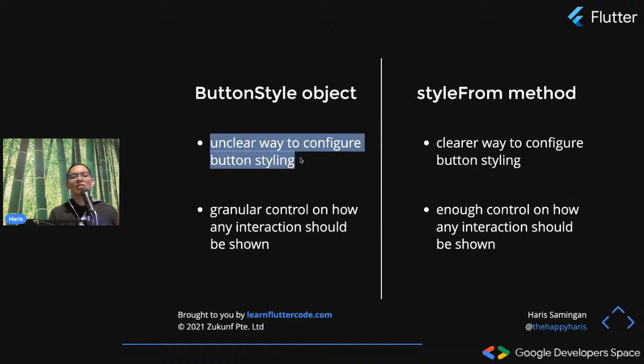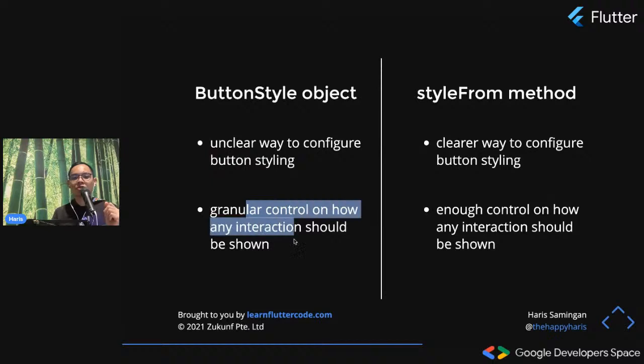So the difference between these two is the button style object. It's a little bit unclear for you to configure the button styling, but it gives you granular control on how any interaction should be shown. You could see that with the material state property, you can return a color if it's hovered or pressed. But for the styleFrom, which I'm going to show later after this, it's actually pretty simple.